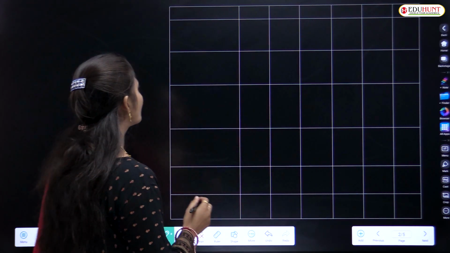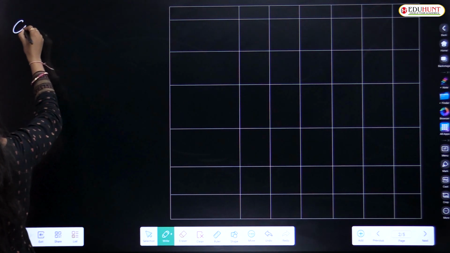So in this video we are going to discuss the next, second property, that is the commutative property. So what is the next one? Commutative property.